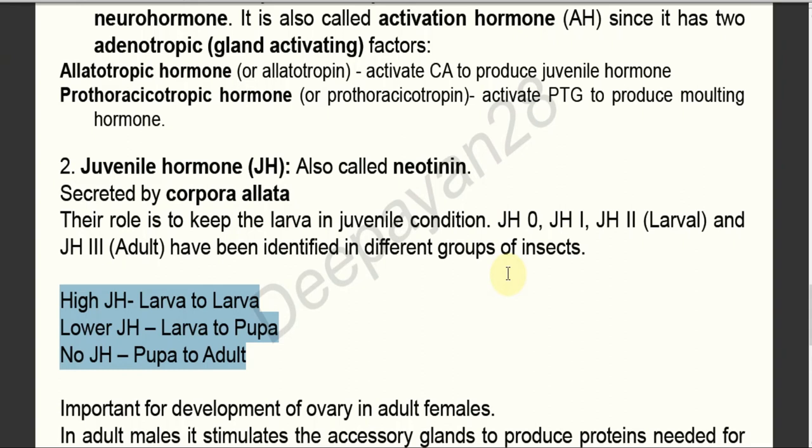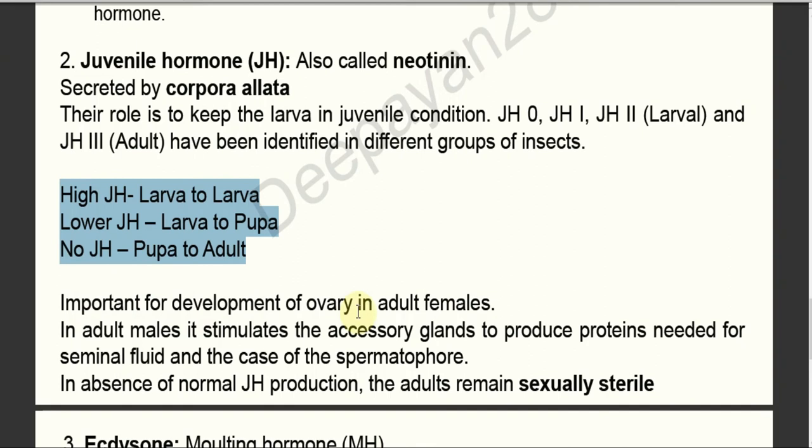Getting my point? So what is the primary function? To retain the juvenility. To retain the juvenile, that means it is a backward force. Getting my point or not? Yes, sir. Then you see some other functions are important for development of the ovary in the case of the adult female.